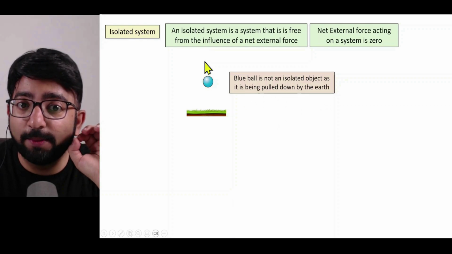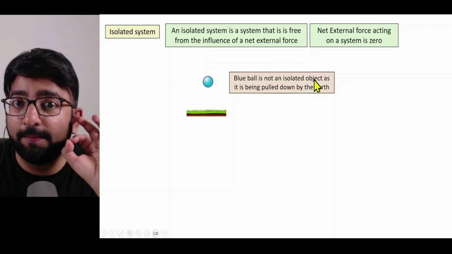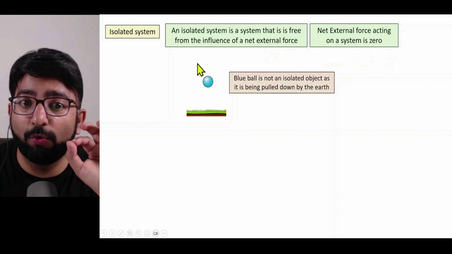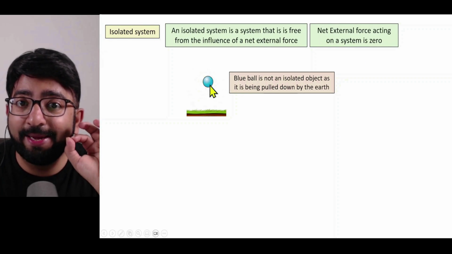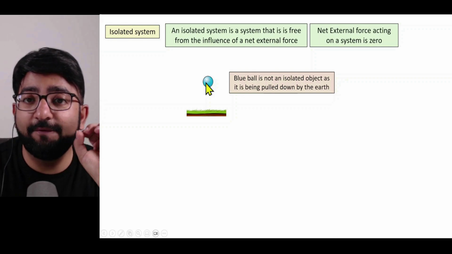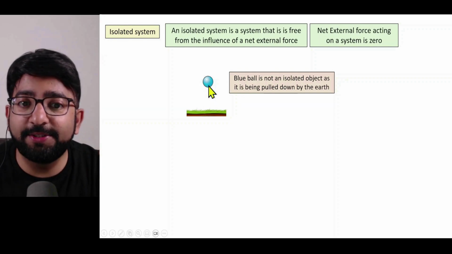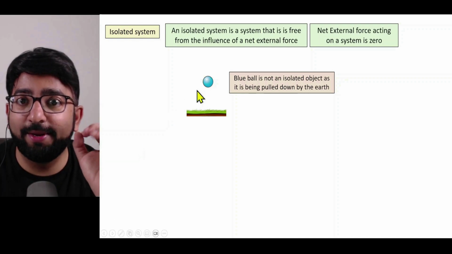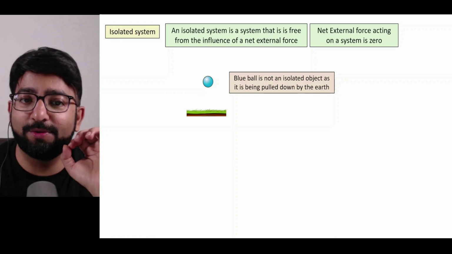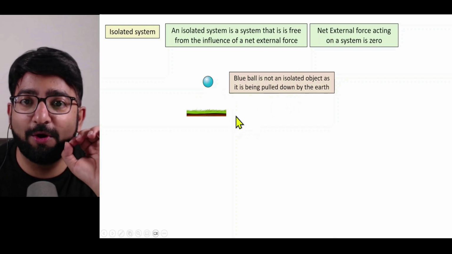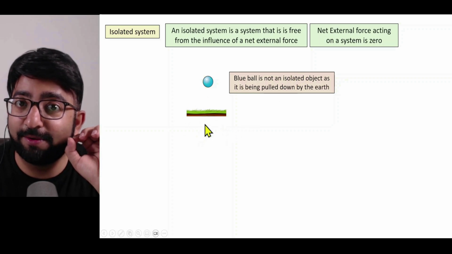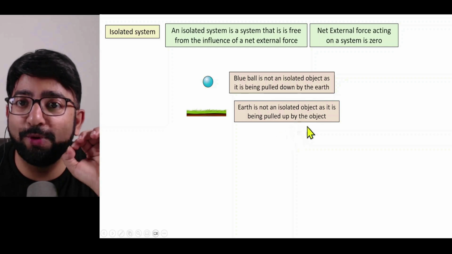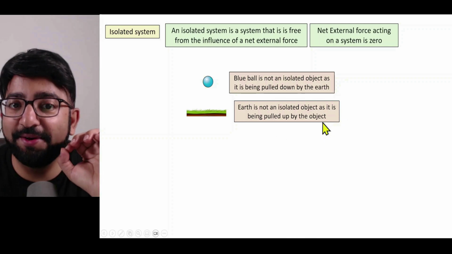Let me repeat why the blue ball is not considered isolated: for an isolated system, the net external force on the system should be 0. But if you consider the blue ball, it is being acted upon by the gravitational pull from the earth, which we say is the weight of the object. Since the net external force acting on the ball is equal to mg and not 0, the blue ball is not an isolated object. Similarly, if we consider the ground, Earth is also not considered an isolated system as it is being pulled up by the object. Let us understand this in detail.